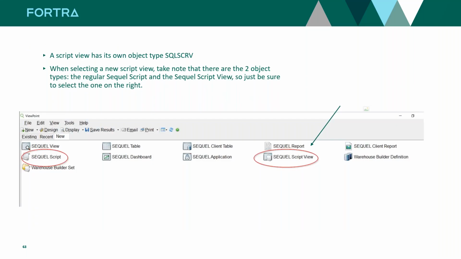So a script view does have its own object type, which is SQL SCRV. And when you go to create a script view, you'll notice that there's the SQL script, that's the regular script, circled on the left. So you want to select the one that's circled on the right with the green arrow, the SQL script view.